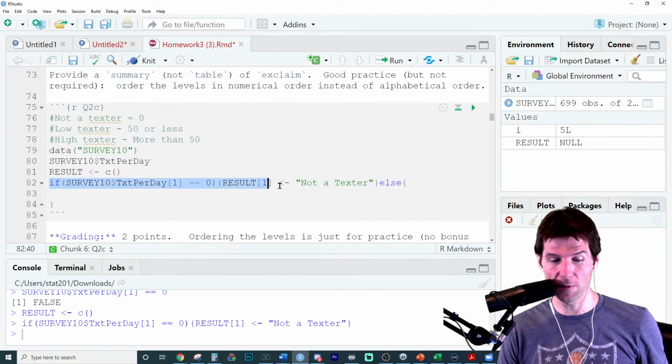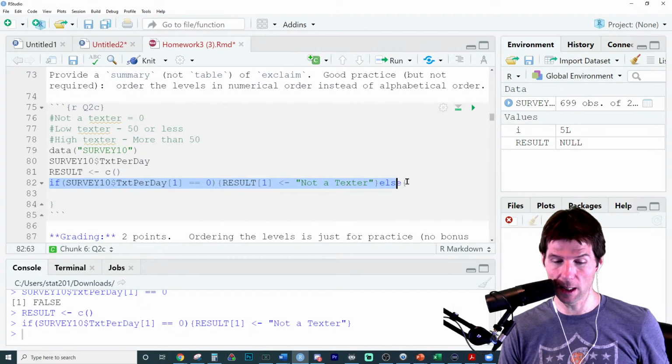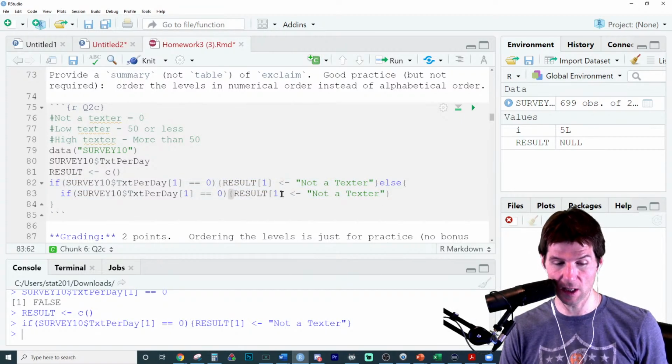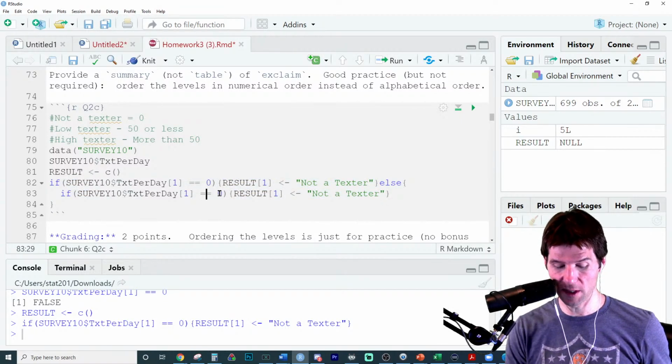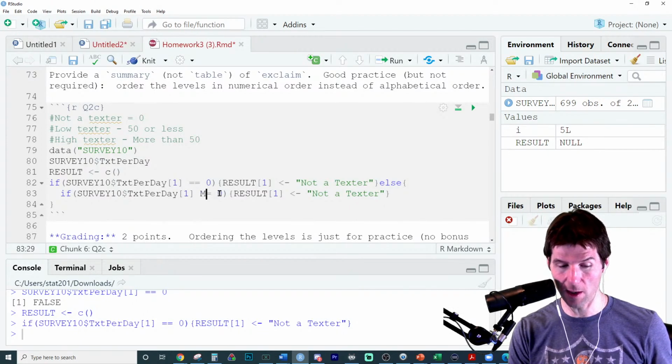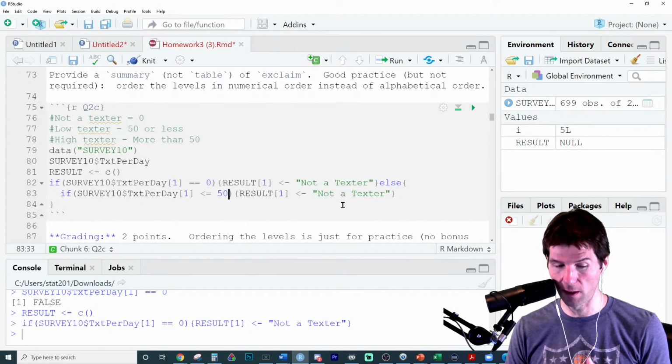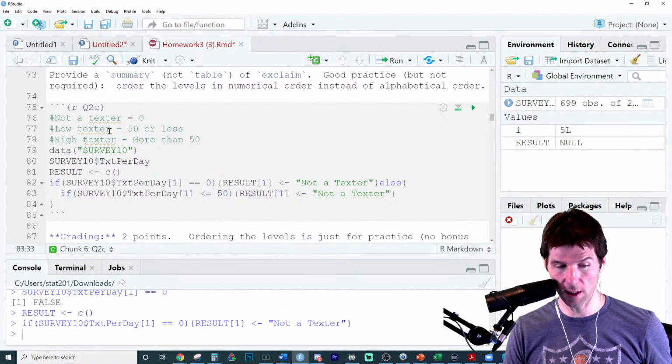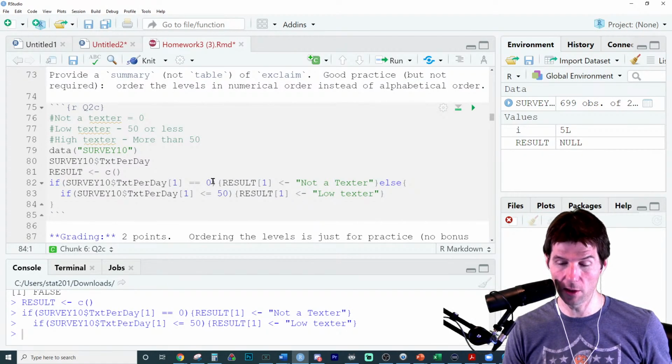So we're going to put another if inside of here now. And you know what we can do? We're going to be reusing this in a moment. So here I'm just going to grab the full if statement, drop it inside of here like this, and do if it's less than or equal to 50, because that one worked right there. And now we're going to put low texter. Let's see if we actually have a low texter for this person. If they are a low texter, we'll see result appear with low texter. And it looks like they're not a low texter.